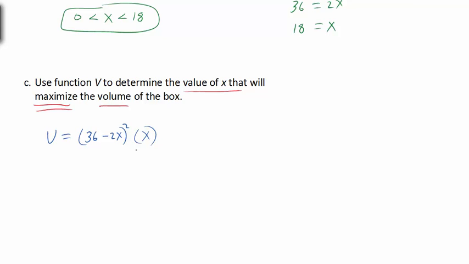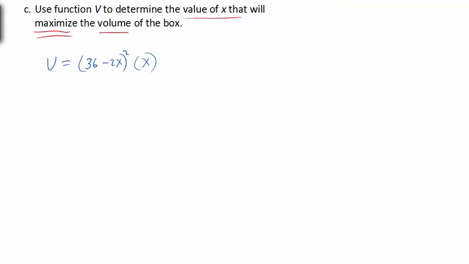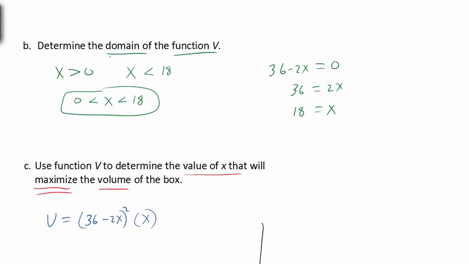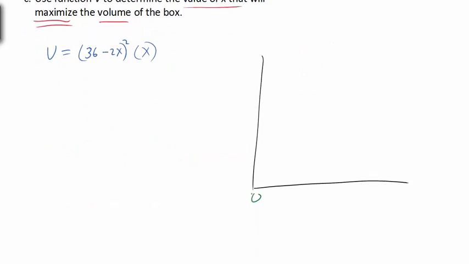Now, what I would recommend here is actually looking at the graph of this, putting this into your calculator and looking at the graph. Now, keep in mind, when you go to put this into the calculator, you're going to have to make sure that we have the correct viewing window. And we already know, based on part B, our domain, which is our x value, has to be from 0 to 18.